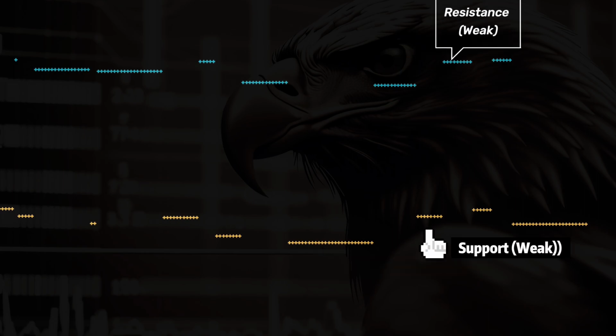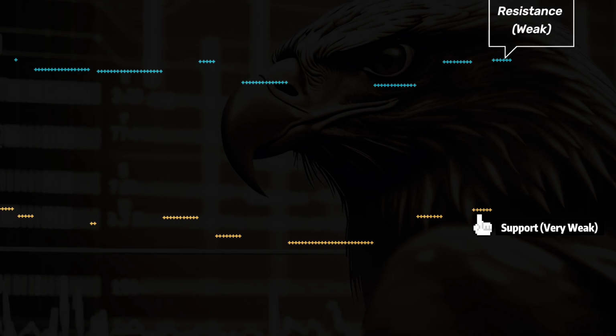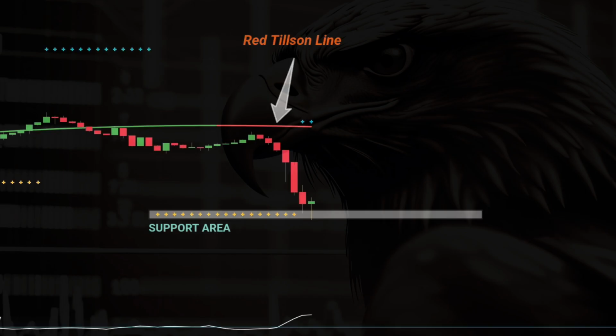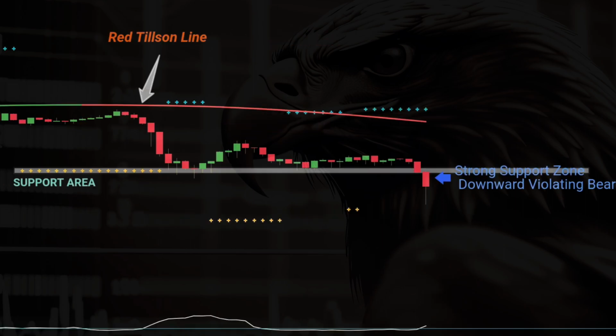The more plus icons you see aligned side by side for a support or resistance level, the stronger the support or resistance zone in that area. As you can see, there is a very strong support zone marked with the rectangle. Additionally, the Tillson T3 line is red. Now, we will wait for the candlesticks to cross the support line I marked in a downward direction. And after a few touches, the support line was crossed in a downward direction.